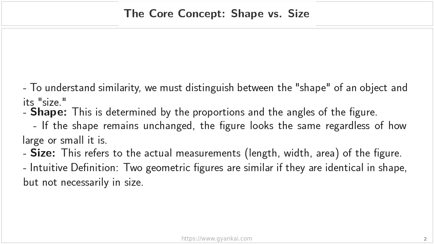So, putting this all together, we arrive at our intuitive definition. Two geometric figures are considered similar if they are identical in shape, even if they are not necessarily the same in size. As we will see in the next slide, a great way to visualize this is by thinking about how we use digital zoom on our smartphones.